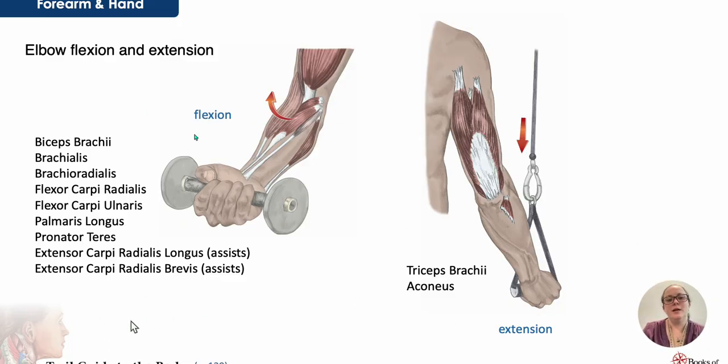So big list of flexors, and then you have teeny tiny little extensors of the elbow. So the main extensor of the elbow is your triceps, and you have a tiny, tiny little muscle called the anconeus. So that's going to straighten your elbow joint.